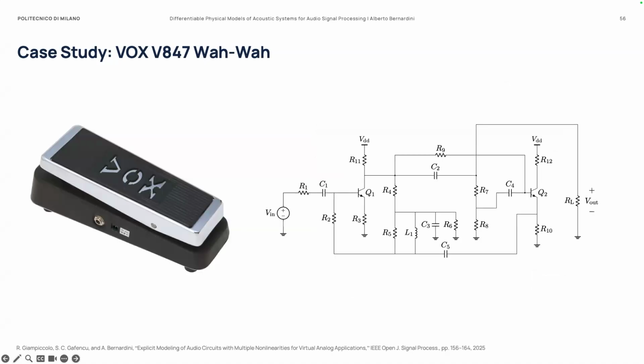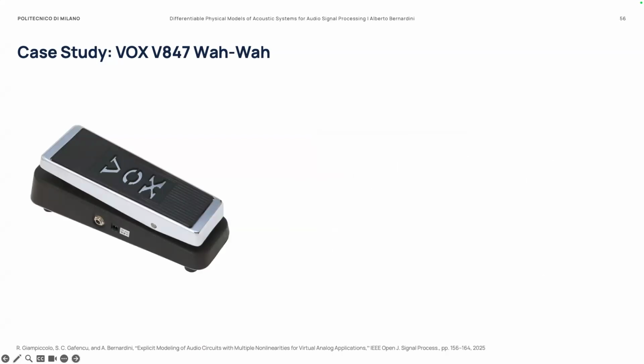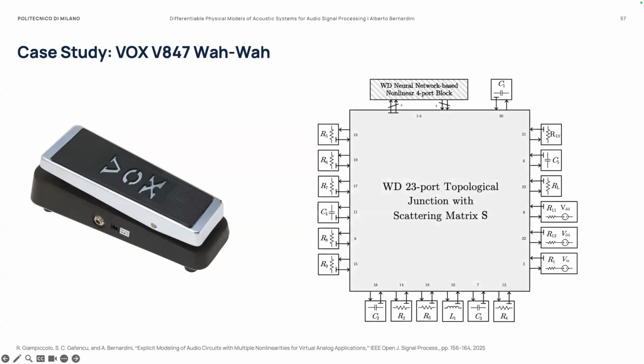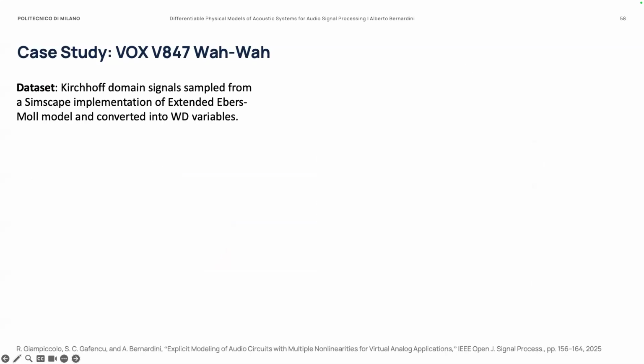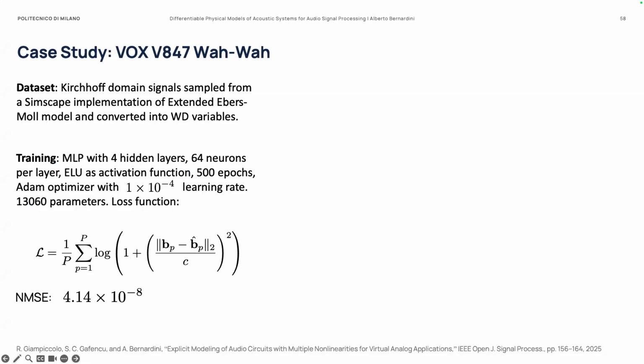again characterized by this circuit with the 2 transistors, you see, Q1 and Q2, and then we develop a wave digital filter which can be represented in this way. You have this huge scattering junction characterized by many ports, and 4 ports are connected to the 2 BJTs. So in this nonlinear block you have the 2 BJTs, and all the other elements are linear. By implementing the 2 BJTs with a neural network, this circuit was also emulated in a completely explicit fashion.